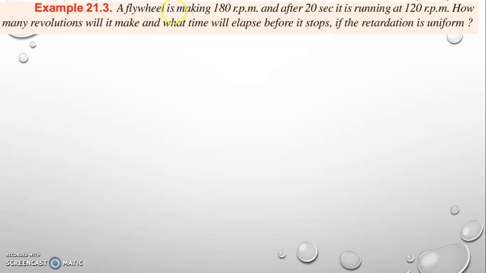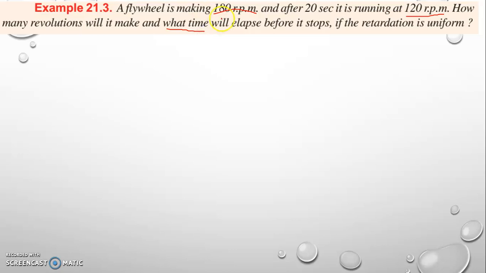From the question itself we can see that initially it is 180 rpm and now it is 120 rpm. Its speed is reduced. So gradually it will be decreasing and at some point it will stop. So we are asked to find out how many revolutions it will make before it stops, and the time to stop.